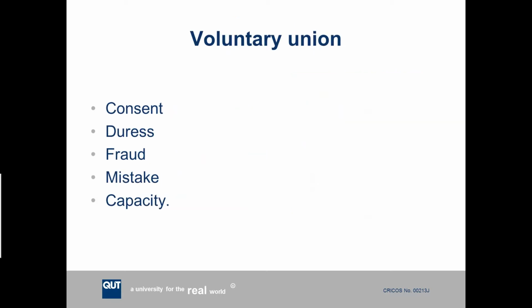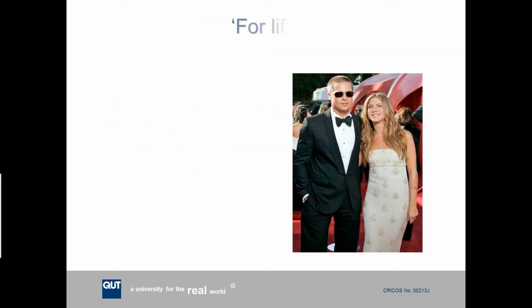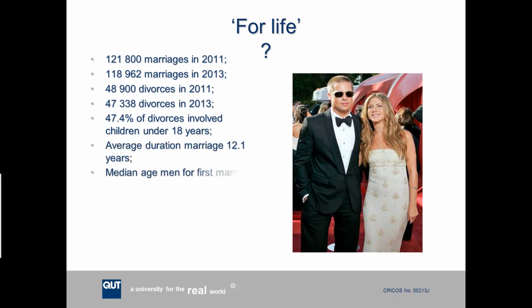Now, going back to those 4 elements, we'll just have a look at the next 3 elements. So the first one was for life, and although that's usually something that's said in the vows of marriage, we're now aware in Australia that many marriages don't last, and there is quite a high divorce rate. For example, in 2013, there were 47,338 divorces in Australia. Of the divorces, 47.4% involved children under 18. And the average duration of the marriage was 12.1 years.